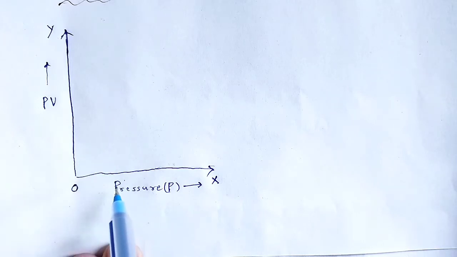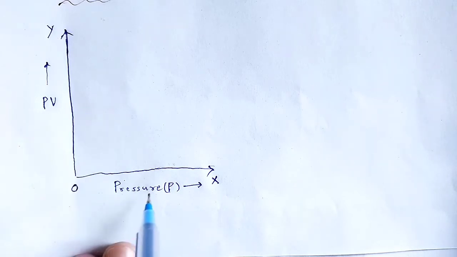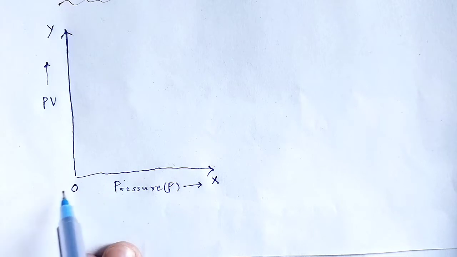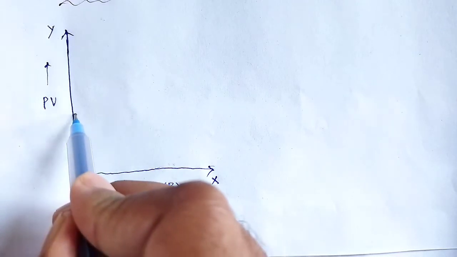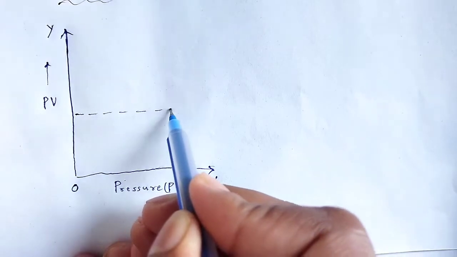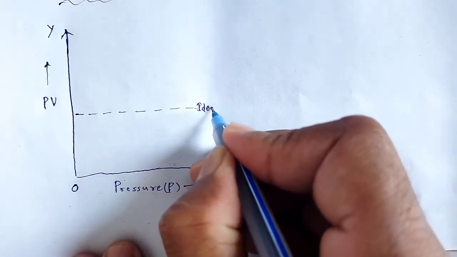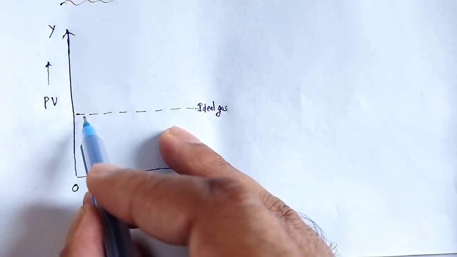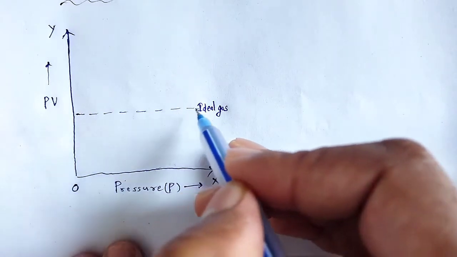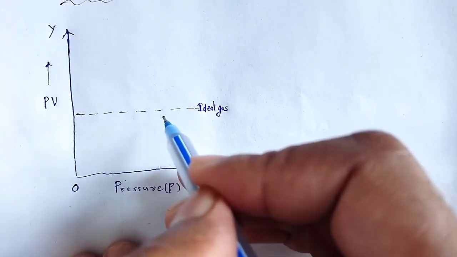The deviation from ideal gas can be studied from the plot of the values of PV against the pressure. Here in this graph, we take a straight line. This line is the ideal gas line. Ideal gas line means the gas which obeys the ideal gas equation, a horizontal dotted line for an ideal gas.